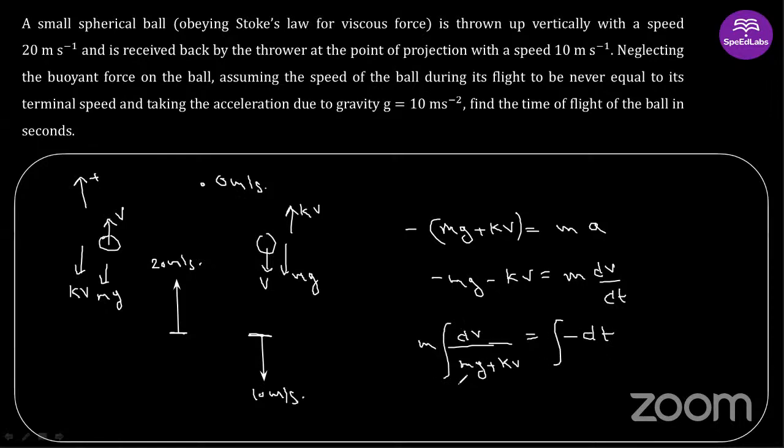Integrate both sides. Velocity is changing from 20 to 0, and time is changing from 0 to t. What do we get? The m will remain as it is. This integration is ln of mg plus kv divided by k, and the integration of dt is simply t. Put the limit 0 to t, with a minus, so you'll get negative t at the end. On the left, put the limit from 20 to 0. Once you do that, you'll get a relationship.